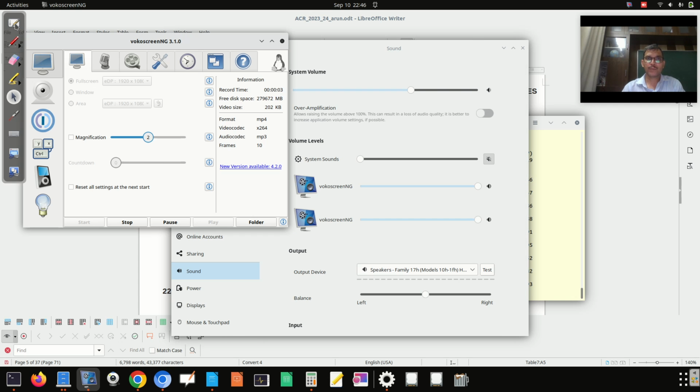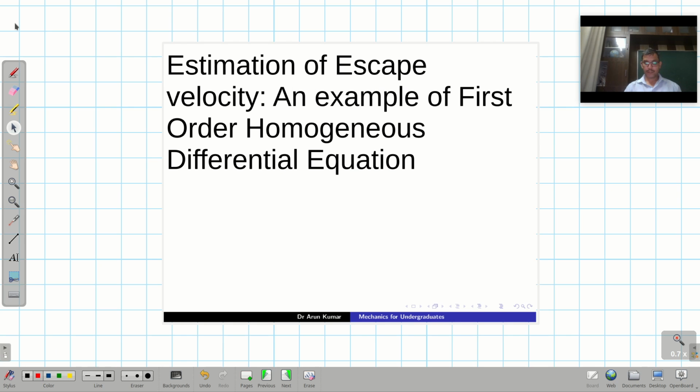Okay, so now I will talk about the estimation of escape velocity, which is an example of first order homogeneous differential equation. So let us talk about that. What is the meaning of escape velocity?